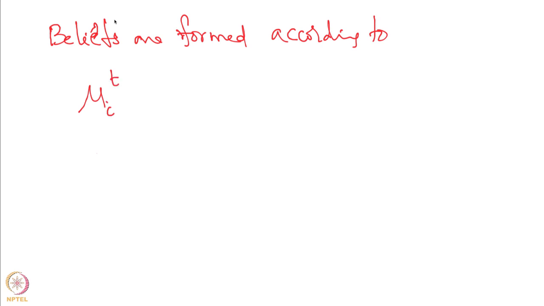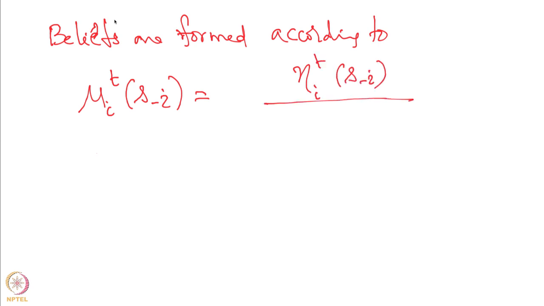So opponent actions are predicted according to the beliefs they are forming. Beliefs are formed according to mu_i^t(s_{-i}), this is nothing but eta_i^t(s_{-i}) divided by the summation over s̄_{-i} in S_{-i} of eta_i^t(s̄_{-i}).